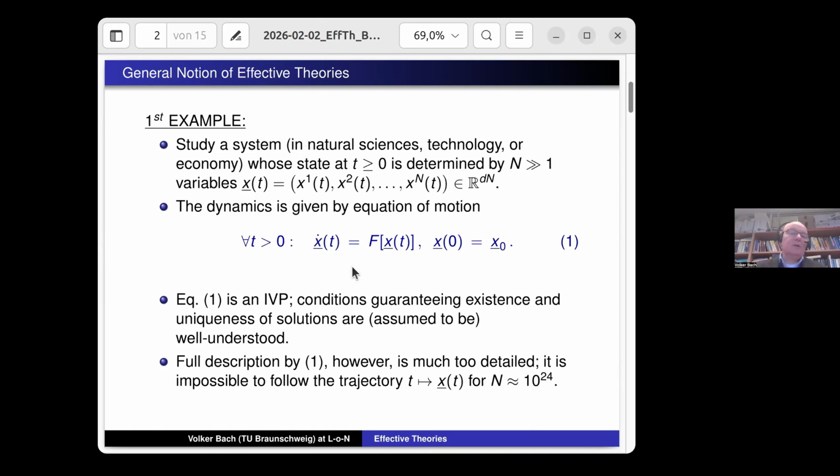The full description of the system by equation 1 and its solution is, however, too detailed. We don't really need to know these values of x of t, in particular if n is vast. Think of Avogadro's number or even larger numbers, 10 to the 24. It is not necessary, and also impossible, to follow the trajectory.